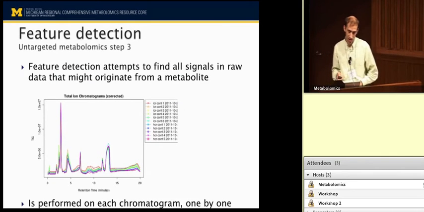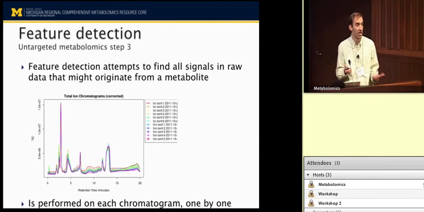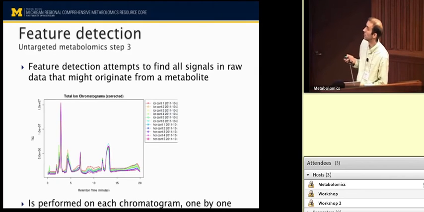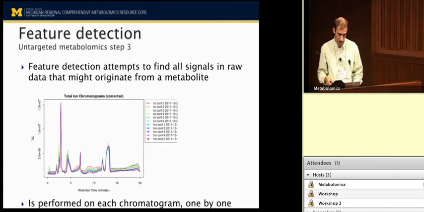Feature detection. Feature detection is where you attempt to find all the signals in the raw data set that originate from a metabolite. This is just an example of a total ion current chromatogram, which just shows everything that's present in the sample. Just because it doesn't show up as a peak in that doesn't mean it's not there. Some of the features that we look at are much, much smaller relative to the peaks that are there. But we use a computational algorithm that goes through and finds anything in that data that looks like it is coming from a metabolite and puts it into a table. And this is performed on each chromatogram, each of your samples, one by one by the computer.